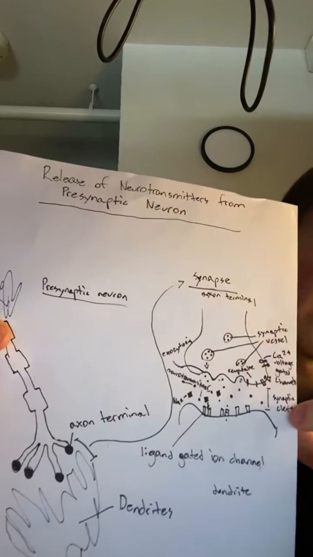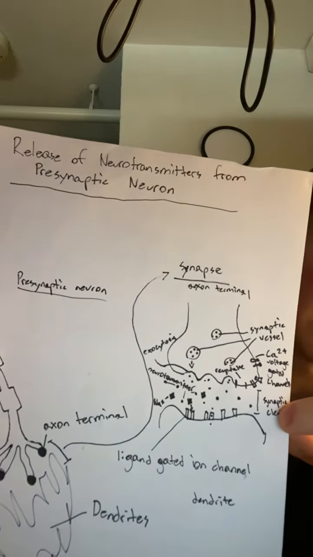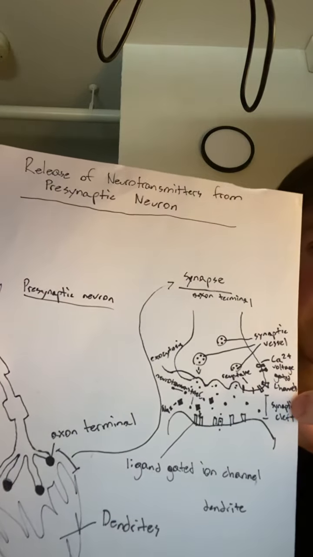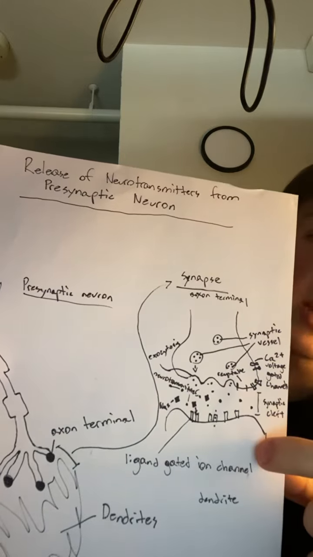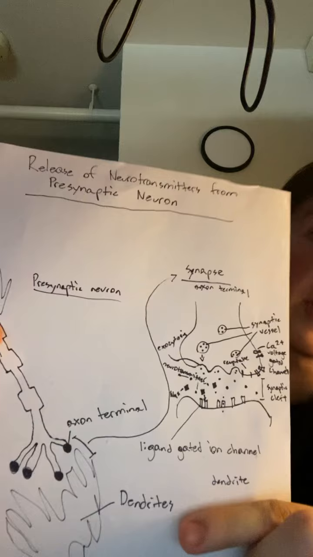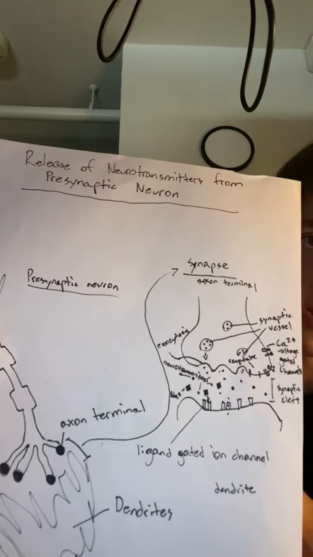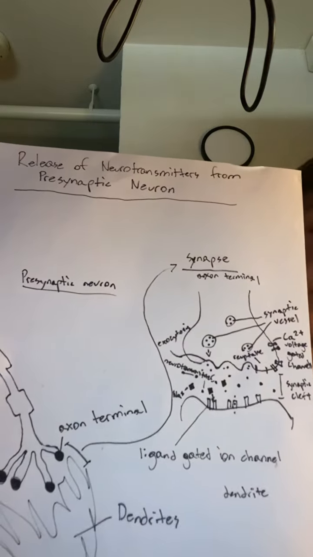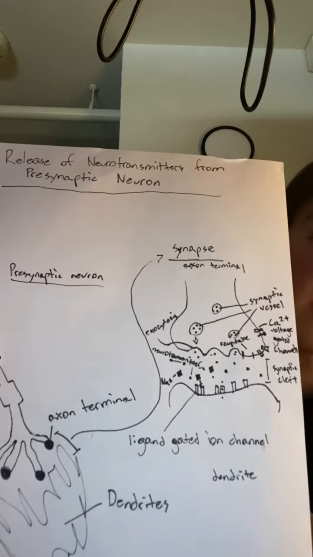So the synaptic cleft is right here, it's labeled. But yeah, so the neurotransmitters get released here, and that's basically how neurotransmitters are released from the presynaptic neuron during synapse.